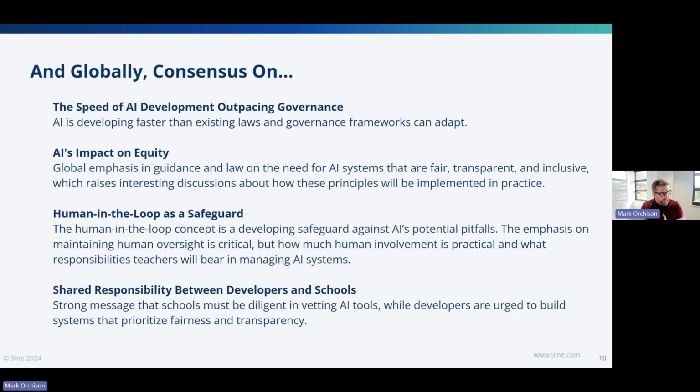Just stop me. So the human in the loop is a safeguard. This concept is around safeguarding against the risks of AI, and the emphasis is on maintaining some human oversight. We'll touch upon the UNESCO report and the competency framework in a second, and the general narrative wherever you go in the world now, when it comes to overseeing AI in education, specifically schools, is that this should be the teacher's responsibility.